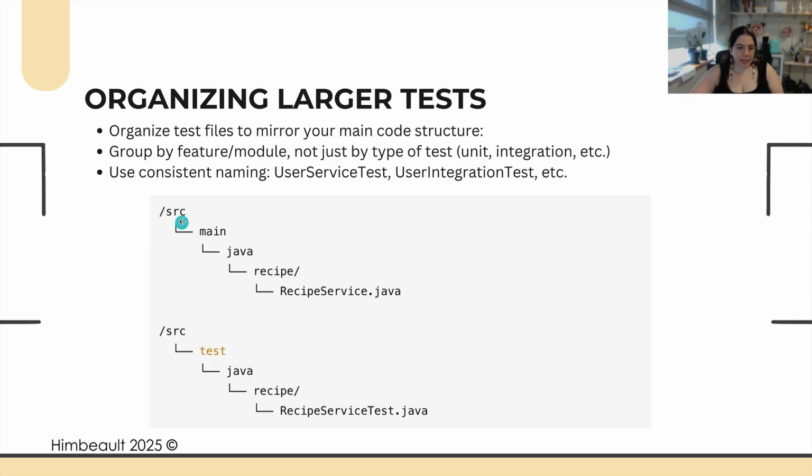So what you'll see happening here is inside source, main, Java, we have our recipe, and then inside recipe, we have recipe service. You'll see that we want to group by feature and module, not by type of test. It's also possible that we would have main Java service or main Java logic. It depends on what you name your packages, and that's okay.